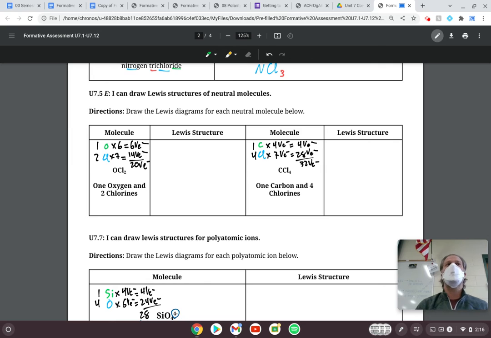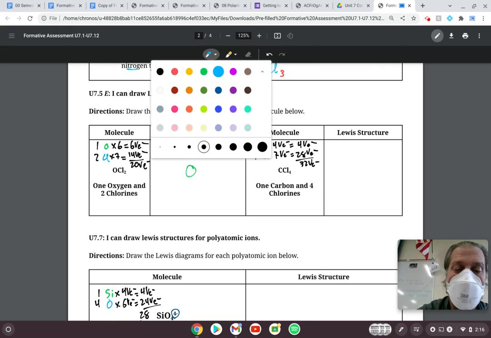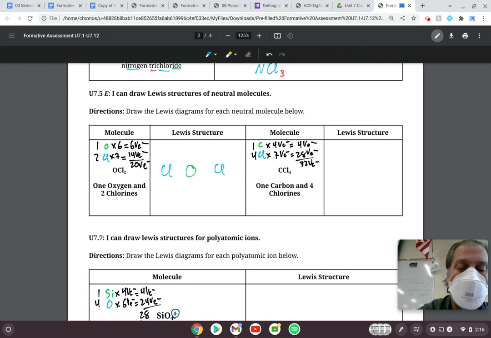So there's one oxygen with 6 valence electrons, and there's 2 chlorines with 7 valence electrons each for 14. 6 and 14 is 20. So I'm going to start by taking my oxygen and placing it as my central atom. I'm going to add chlorine to both sides, and then I'm going to start by adding single bonds.